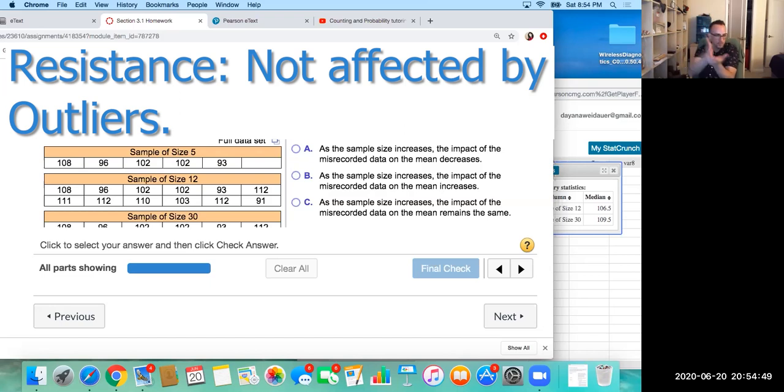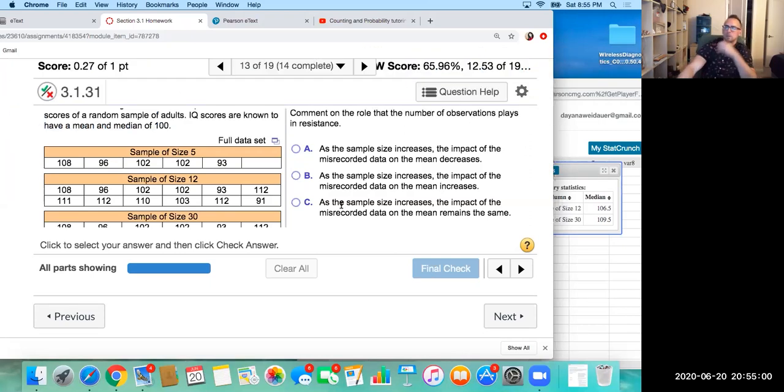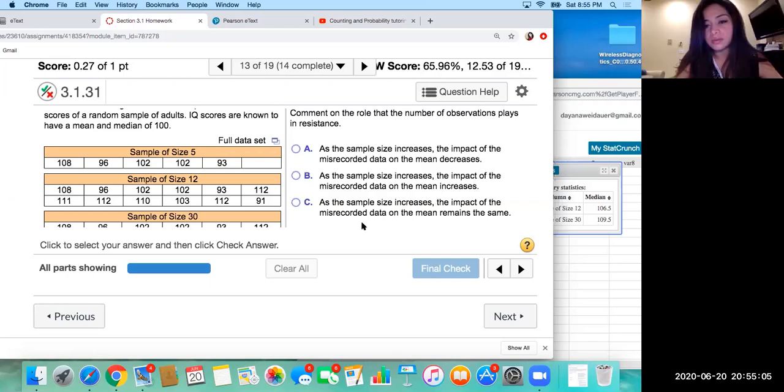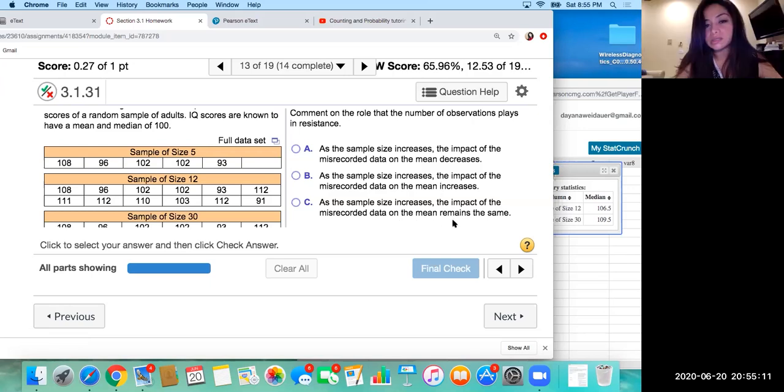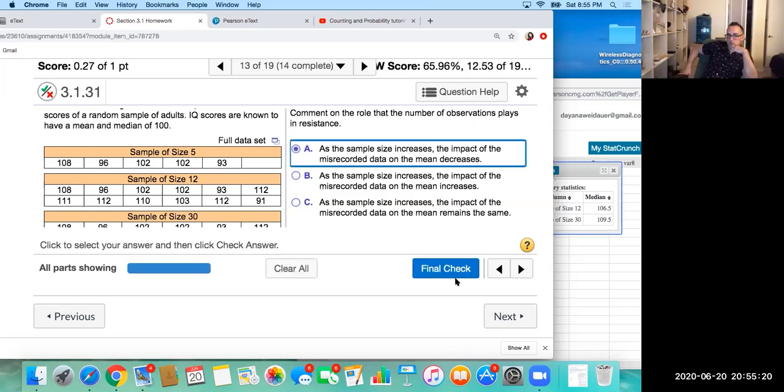The median is resistant, so it stays the same. It's unaffected by that big 180 value. So this increases the impact of the... now resistance remains. It increases. I mean, no, it decreases, right? It's been decreasing. Yeah, decreases.